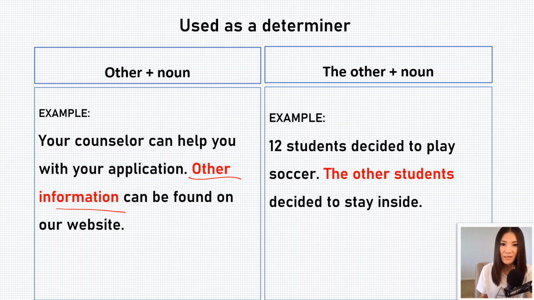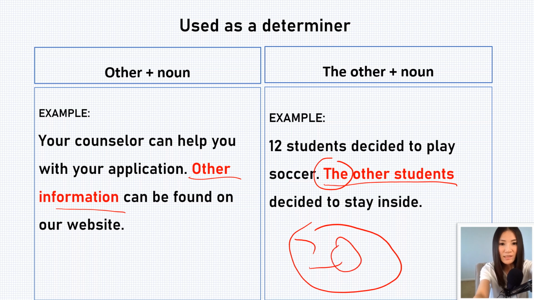On the right side, it says 12 students decided to play soccer. The other students decided to stay inside. When I say the other students and not other students, I have the article the in front of here. I'm thinking of my class. In my class, I have 20 students. So 8 students decided to stay inside, right? So the group I'm imagining is just the group of kids I have in my classroom. So that is the only difference between other and the other when we use them as determiners.